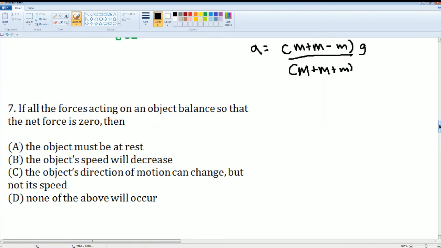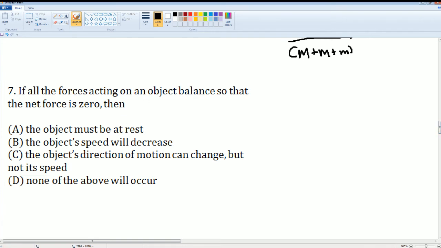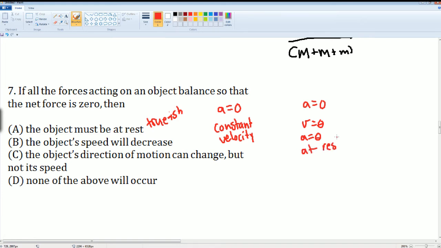Seven. If all the forces acting on an object balance, so the net force is equal to 0, the object must be at rest. This question is somewhat true, true-ish. What I mean is that there are two types when a equals 0. You could have constant velocity, and you could have a equals 0 where v equals 0, which is when it's at rest. So this is not always true.